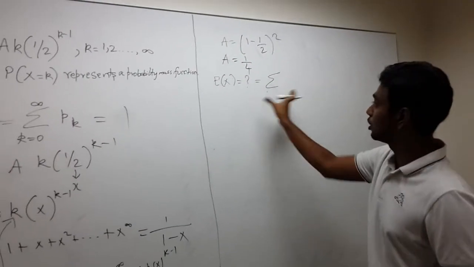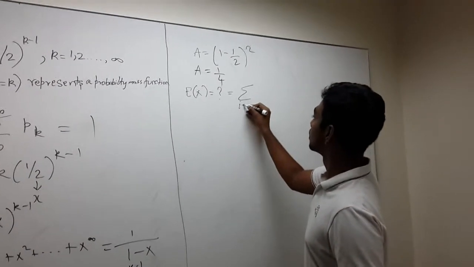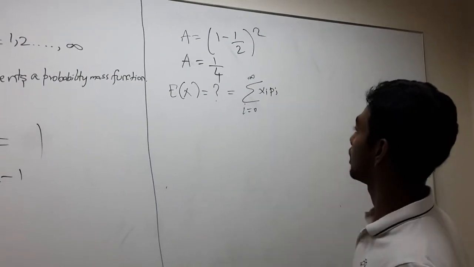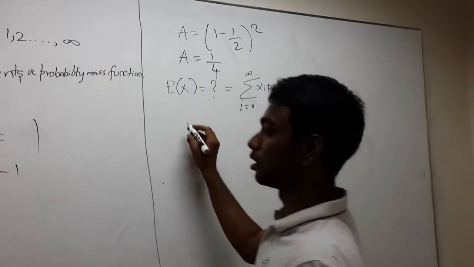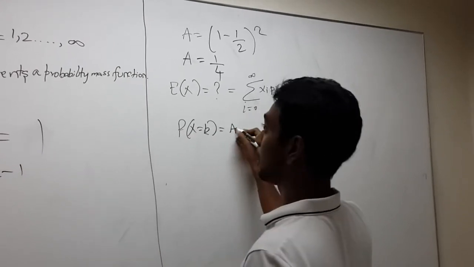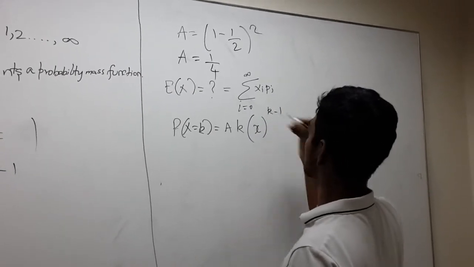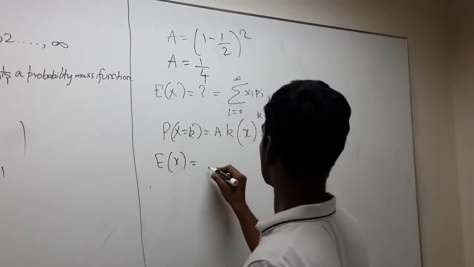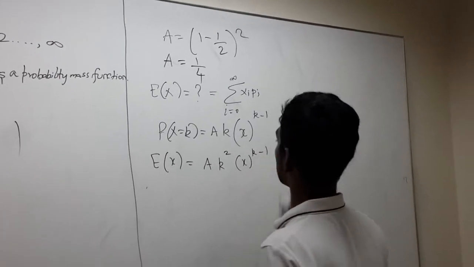So now let us go to the E of X part. E of X is equal to the summation over i equal to 0 to infinity of x i times P of i. So this represents the E of X term. P of X equal to k equals a times k times x to the power k minus 1. So E of X is going to be equal to the summation of a times k squared times x to the power k minus 1.